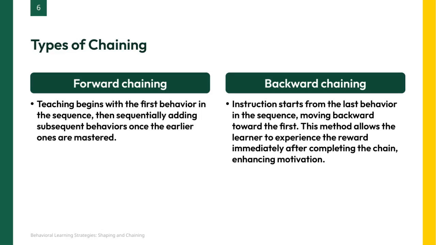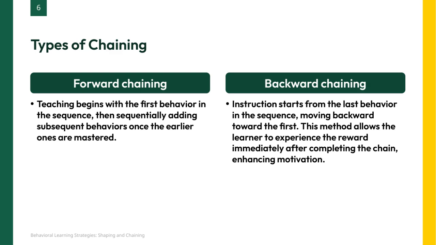Here we have two main types of chaining techniques: forward chaining and backward chaining. In forward chaining, we start by teaching the very first step of the sequence. Once the learner masters that initial behavior, we then add the next step and continue building the chain in order. This approach helps the learner understand the sequence from the beginning and progress step by step.